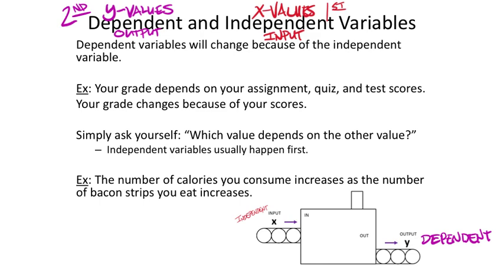So like this example here, your grade depends, so it's telling you that the grade is dependent, by the way. Your grade depends on your assignment, quiz, and test scores. Your grade changes because of your scores. It's saying the same thing, right? So your scores have to happen first. So first, on this one, you would have some kind of assignment, quiz, or test score, which makes these independent. The scores are independent. And then once you have a score, then you can figure out what your grade is, which means the grade depends on the scores.